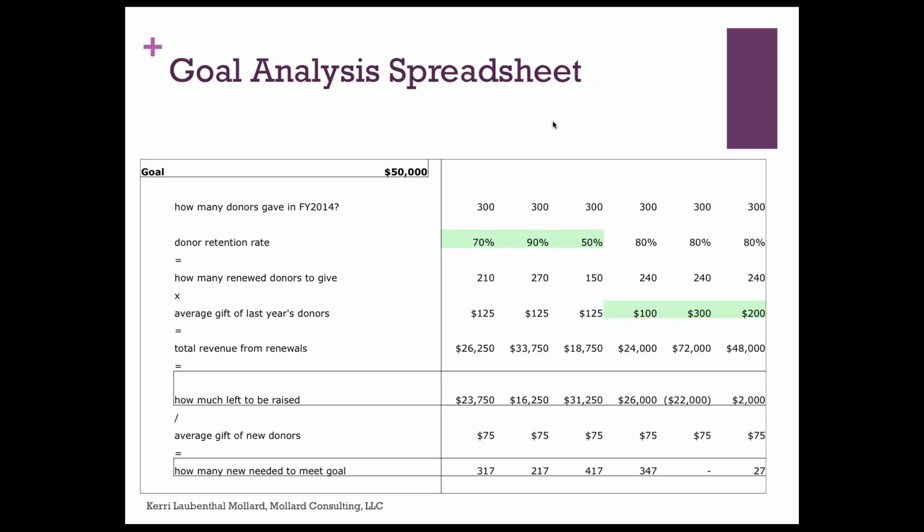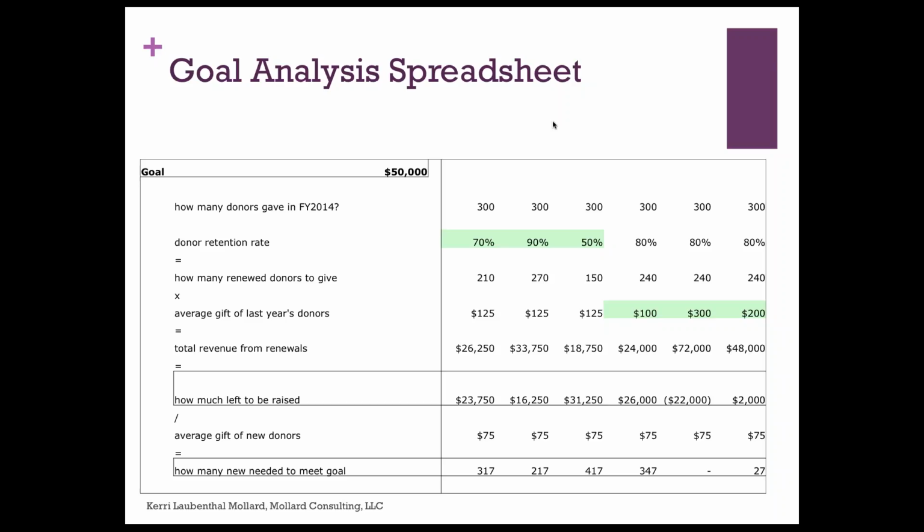Well, if we have a 70% donor retention rate, that means 210 of our 300 donors are going to give again. The average gift of last year's donors was $125. That means you can expect from renewals $26,250. Your goal is $50,000. So how much is left to be raised? It's $50,000 minus the $26,250, and that means you need to raise $23,750. If the average gift of your new donors is $75, that means you need 317 donors to give you $75 to hit that goal.